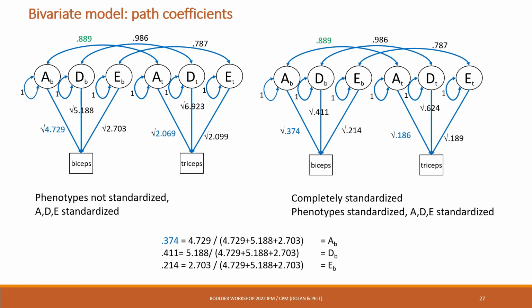The standardization pertaining to biceps is shown at the bottom of the slide. So what am I doing? Dividing the variance components for A, D, and E by the total phenotypic variance, and that gives me the standardized variance component.